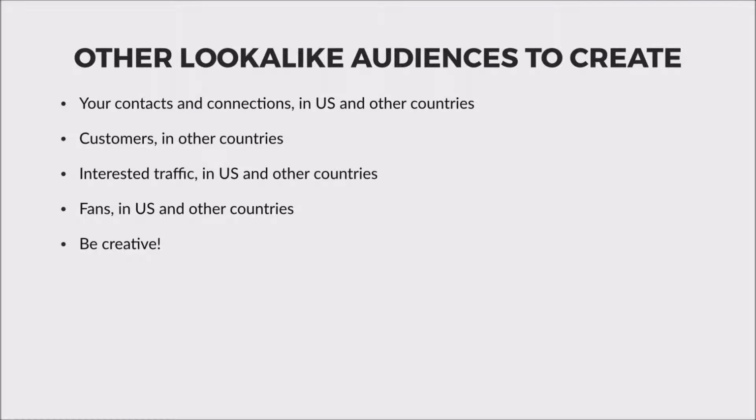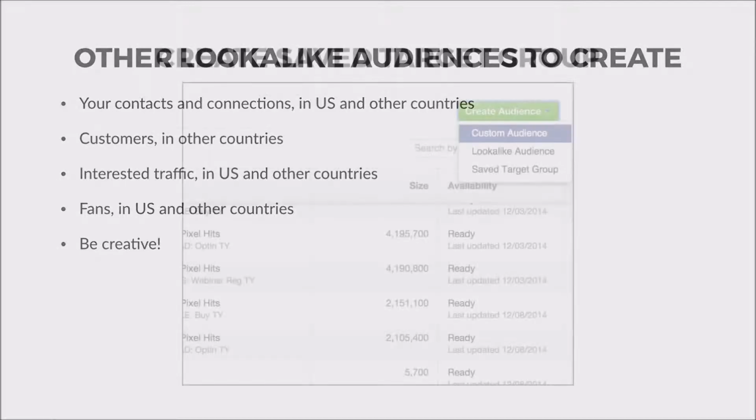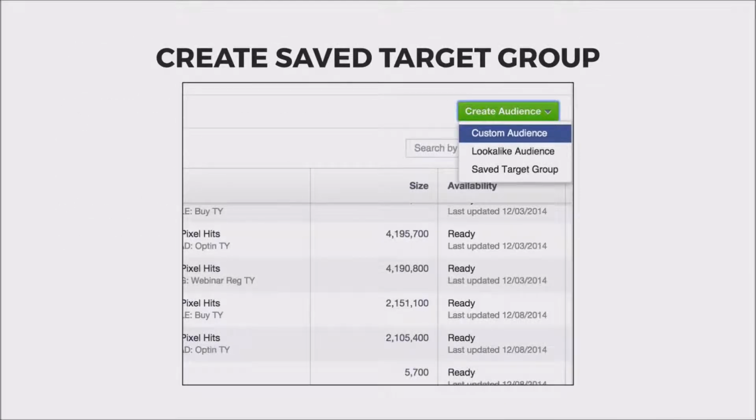Next, let me show you how to create a highly specific saved target group. With this type of audience, Facebook lets you target users based on a large number of factors, including location, gender, age, behaviors, interests, and more. This is a very important group to target and another way you can leverage the power of Facebook in your marketing. From the Audiences screen of your Ads Manager, select Create Audience and Saved Target Group.